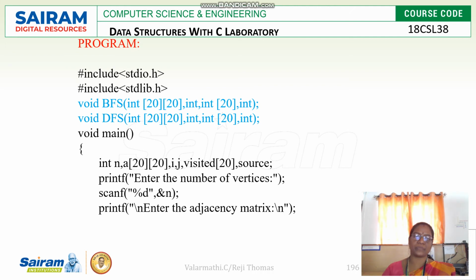We'll go to the program now. What header files are required for this one? There are two header files, called stdio.h and stdlib.h. Then two traversal algorithms have been declared here, called the BFS algorithm and the DFS algorithm. Then move on to the void main.